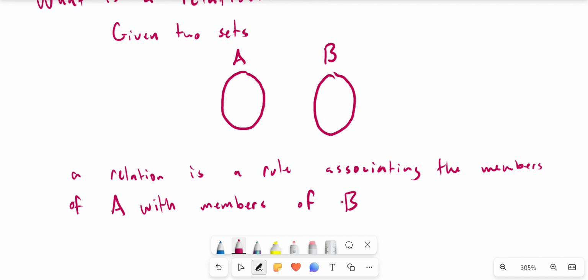So let's make up some members for A. Let's say we had A, B, and C in there. And then let's make up some members for B. Let's say there was 1, 2, and 3 in there. And so if I had a rule that associated one in A with one in B, I might draw an arrow that connects them. And so we would say that this relation associates A with 1. And so we would write the ordered pair, (A, 1), and say, well, that is in the relation.